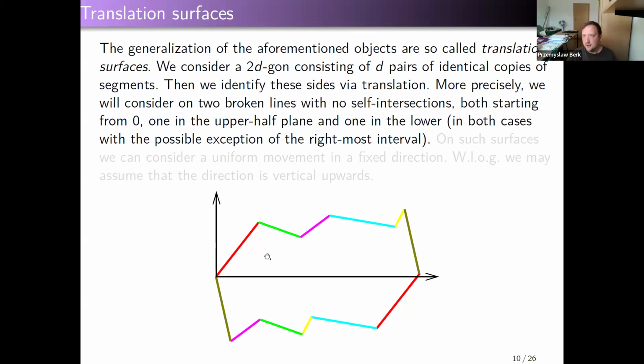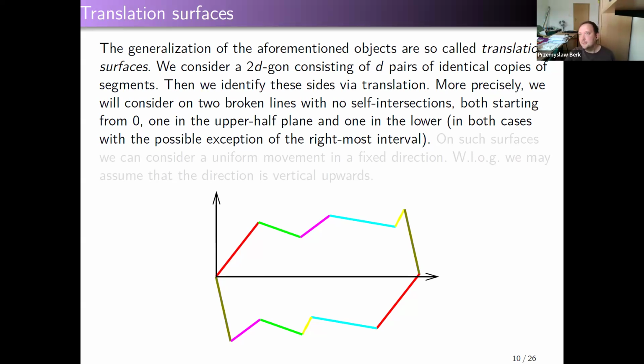Okay, so now we have a polygon which consists of a lower and upper curve, and each of those curves consists of d intervals, and we have d exact copies of each interval. And as you saw in the case of the torus, we were gluing the upper and lower side via translation, and the left-hand side and right-hand side as well. We do it exactly like that over here. So we simply glue the intervals which have the same color, they are the same copies. We glue them via translation, okay?